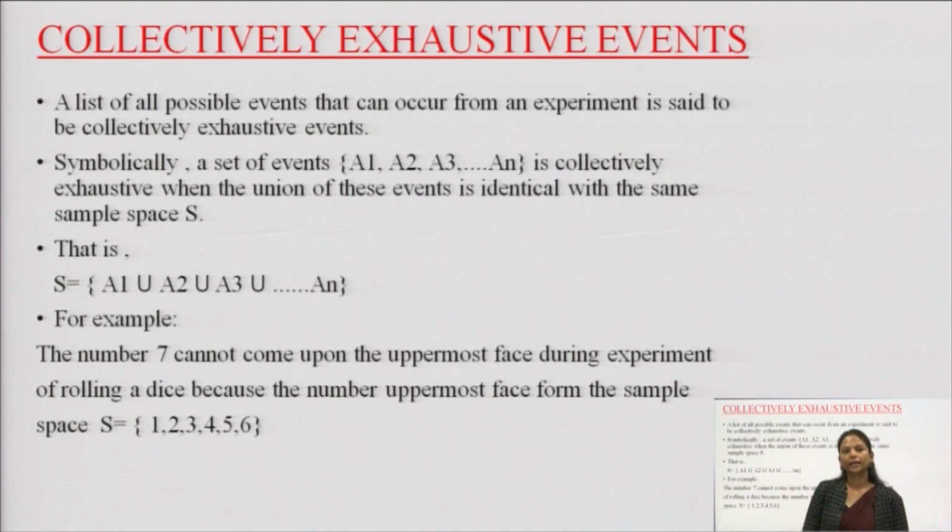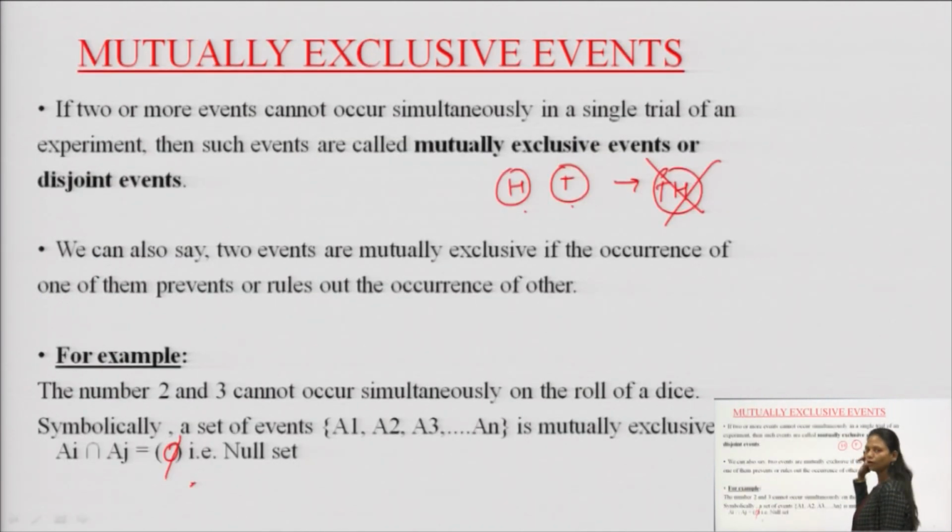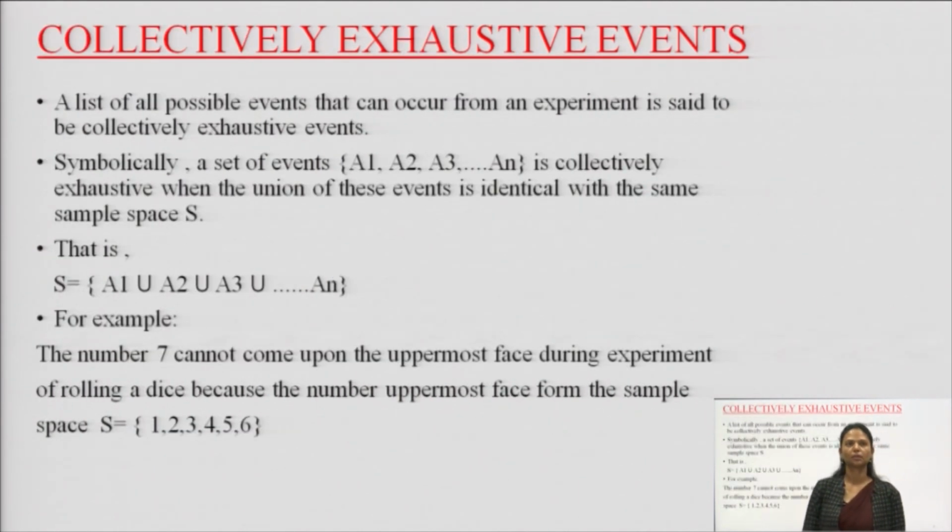Next comes collectively exhaustive events. What are collectively exhaustive events? A list of all possible events that can occur from an experiment is said to be collectively exhaustive events. All the events which can come are collectively exhaustive events. A list of all the possible events that can occur from an experiment is exhaustive. That means nothing else can come.